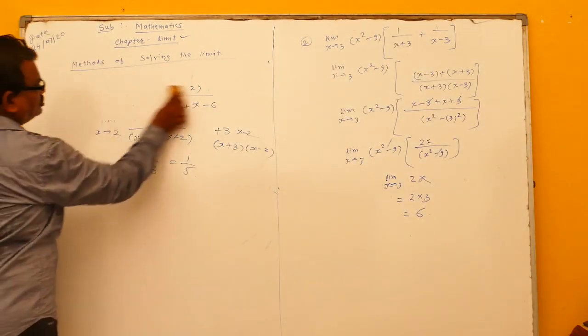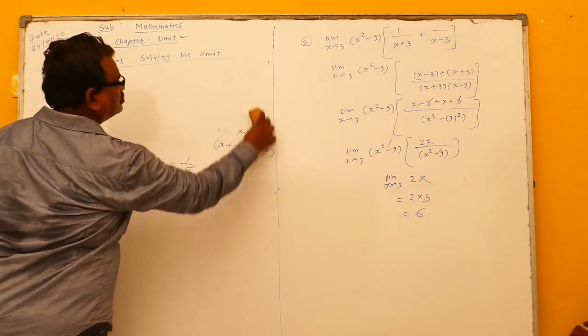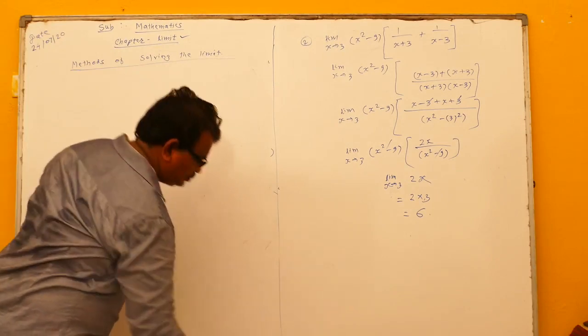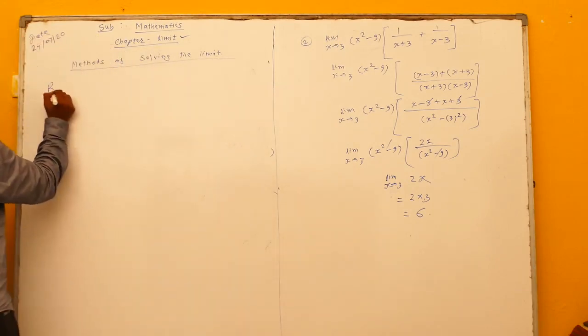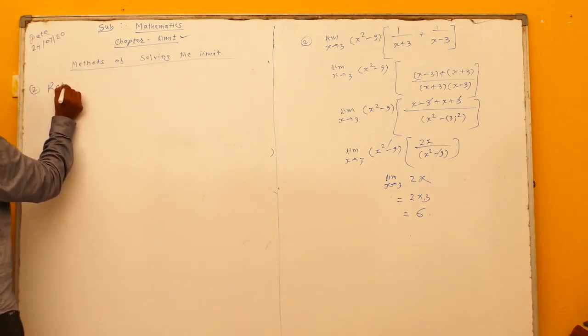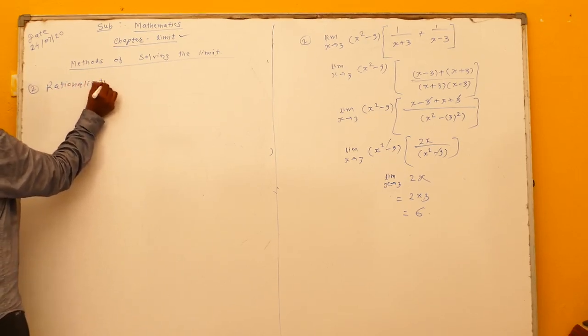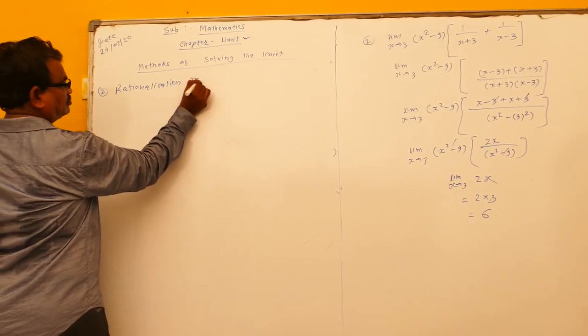Next method is the rationalization method. Second method is the rationalization method.